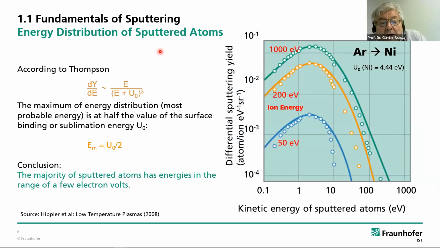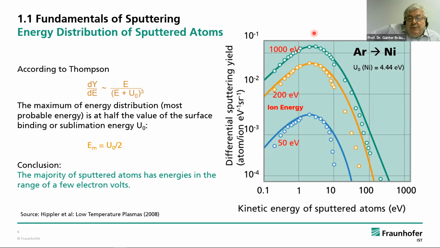The next thing that may be important to understand thin film growth is the energy of the sputtered particles. It is not the case that the energy of the sputtered particles is dependent on the ion energy, as shown here in this slide. Even if you have very high ion energies up to 1000 eV, you will get the same energy of the sputtered particles.